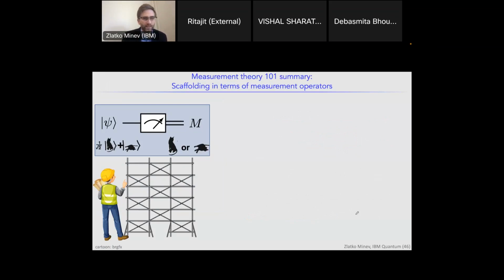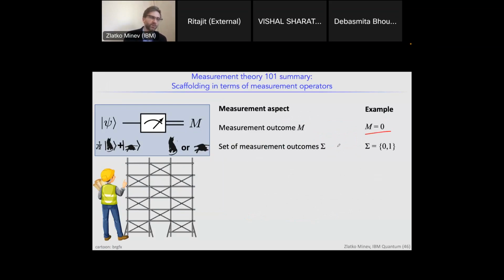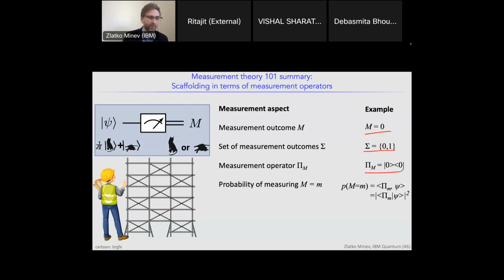So the final scaffolding we need to summarize measurements is the following. First, there's a classical measurement outcome M. For example, M can be 0. There's also the set of possible values that M can take, or the alphabet of the outcomes, which we denote by sigma, and is in this simple case only 0 or 1. In general, it can be 2 to the n possibilities for n qubits, or it can be some more complicated alphabet. Each outcome is associated with some kind of measurement operator that we use to then find out the probability of a particular measurement m. So that's a summary essentially of almost everything you need to know about measurements.